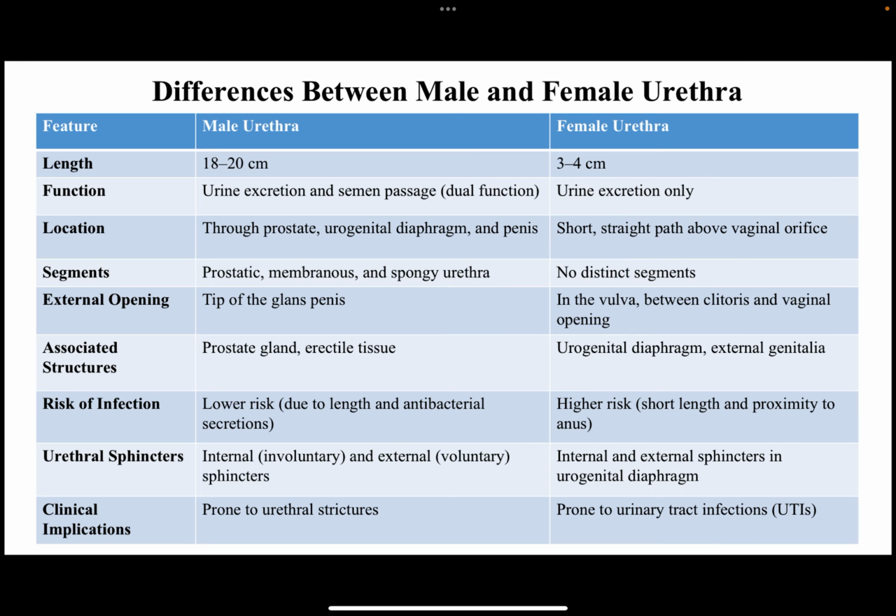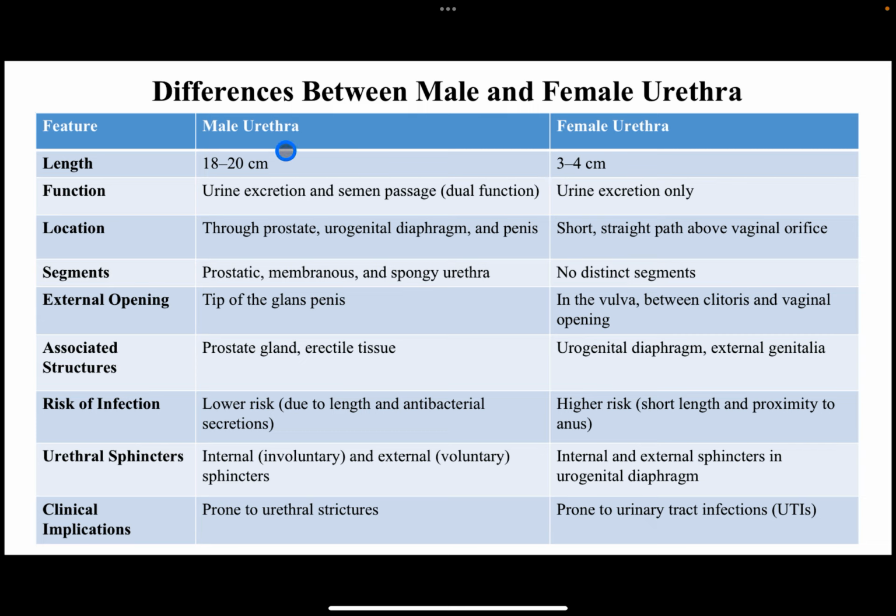All right, now let's look at the differences between the male and the female urethra. Like we said earlier, the male urethra is relatively longer than the female urethra. The male urethra is between 18 to 20 centimeters, whilst the female urethra is between 3 to 4 centimeters.